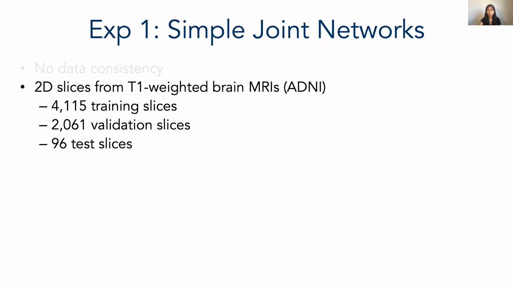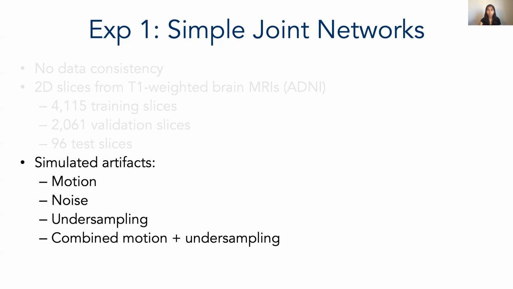We perform this experiment using a large dataset of T1 weighted brain MRIs, and we simulate a range of artifacts in the single coil setting, including motion corruption, noise, undersampling, and a combined artifact with motion corruption occurring during an undersampled acquisition. All simulation details can be found in the paper. Here's a sample from the motion corruption setup.